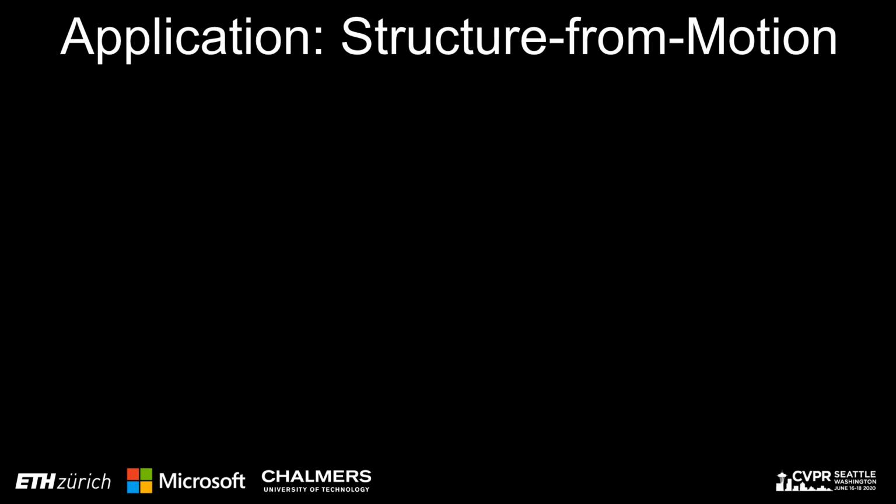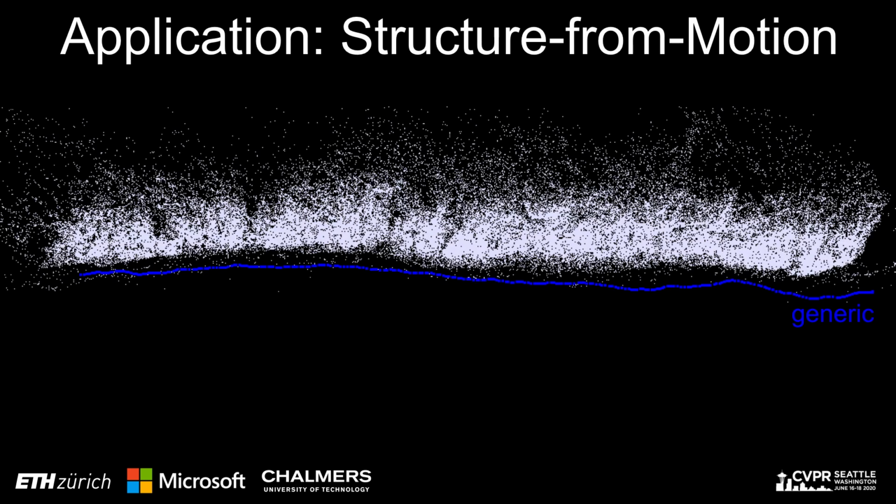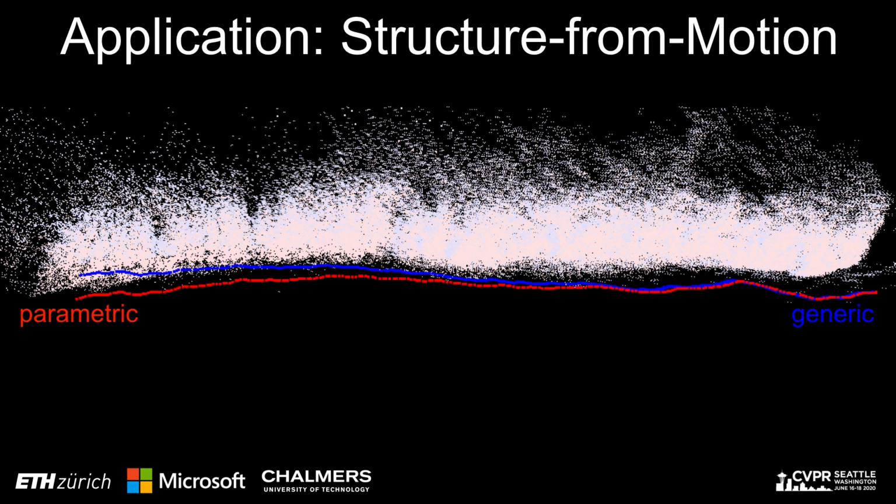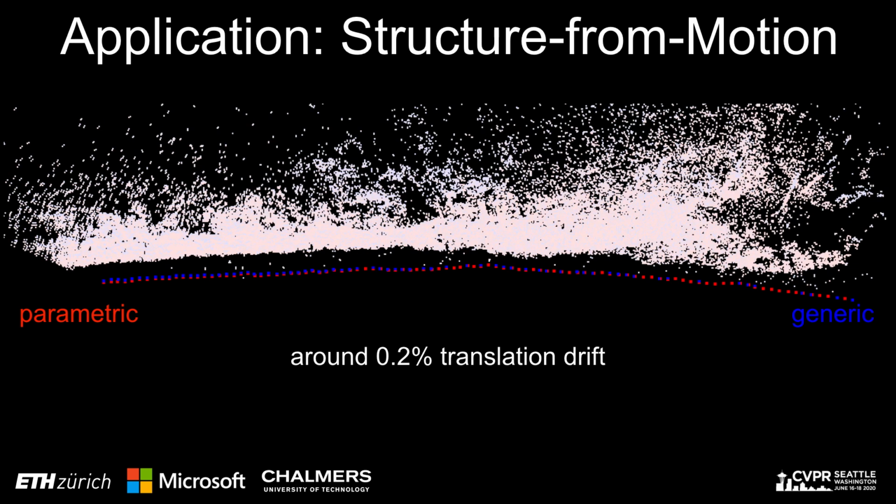A natural question is whether the bias has an impact on applications. To answer this question, we conducted a structure from motion experiment. Since no ground truth is available, we compare the drift between the trajectories obtained with a generic camera model and a parametric model. In this case, we observe a drift of about 2% over the length of the trajectory. This is significant as state-of-the-art SLAM systems typically exhibit a drift of 1% or less. Naturally, the improvement depends on how well the parametric model is able to describe the camera geometry in the first place.